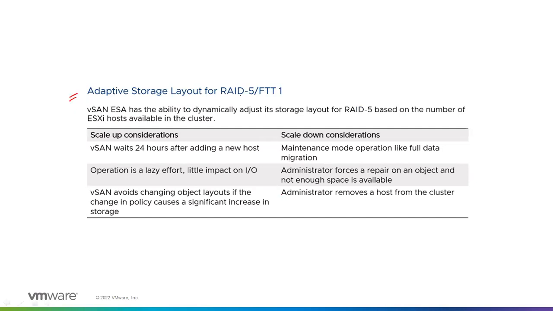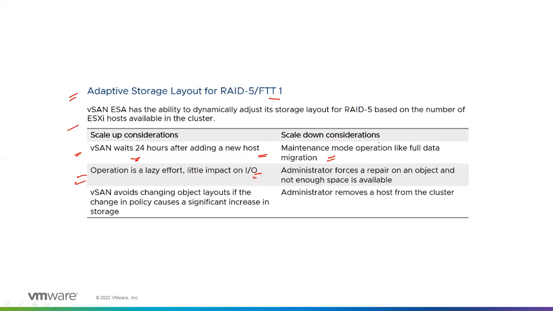Adaptive storage layout of RAID 5 FTT1. vSAN ESA has the ability to dynamically adjust the storage layout for RAID 5 based on the number of hosts available. vSAN waits 24 hours after adding a new host. Then scale down maintenance mode operation like full data migration. When you are doing a scale out, the operation is lazy, with little impact on IO, definitely.